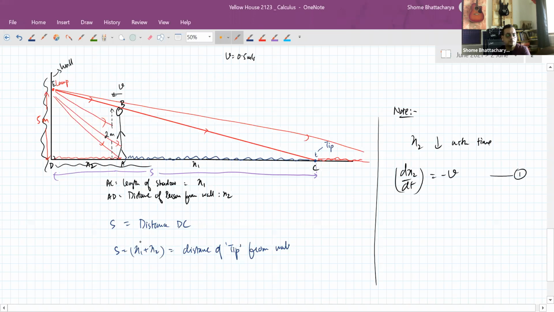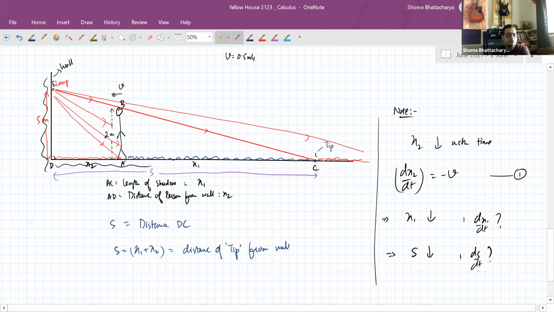The first thing we can understand. Therefore x1 will also be decreasing, but we want to find dx1 by dt, how much that is. That is the rate at which the shadow length will be decreasing. And accordingly, we'll see that S is also decreasing. So we want to find out ds by dt. That will be the speed of the tip of the shadow.